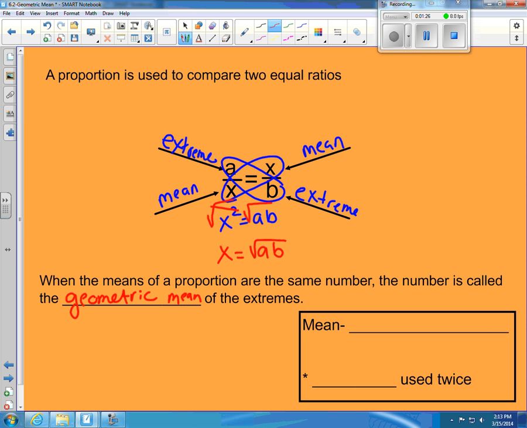All right, and we're going to use this idea and put it with triangles. So just this little box here you need to keep in mind for a little bit. The mean is going to be the altitude of the triangle. If you're not sure what that is, we'll cover that in a minute. And the mean is this x, remember? And so we're going to use the altitude used twice.